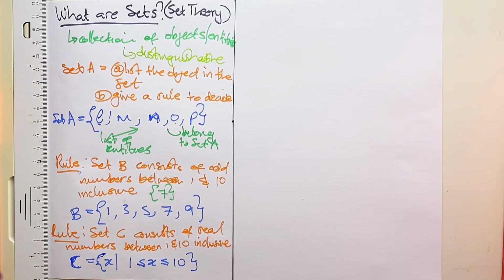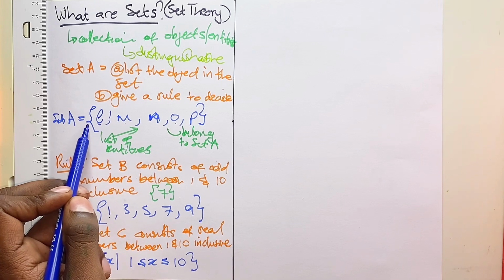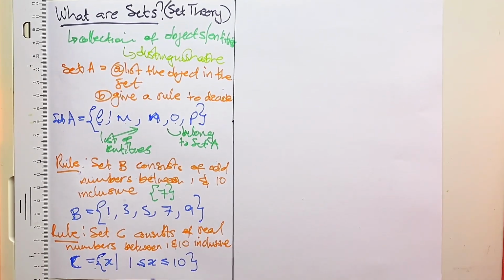Now, you must have noticed by now that when you list the entities that fall into a set, you will use these curly brackets that I keep making.